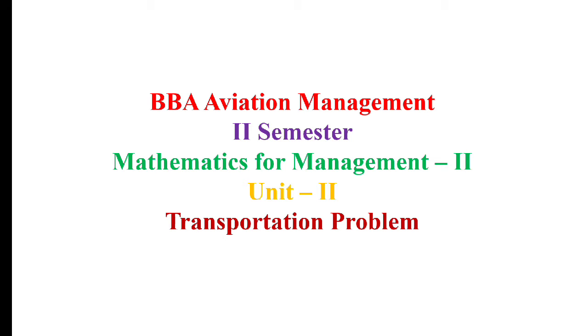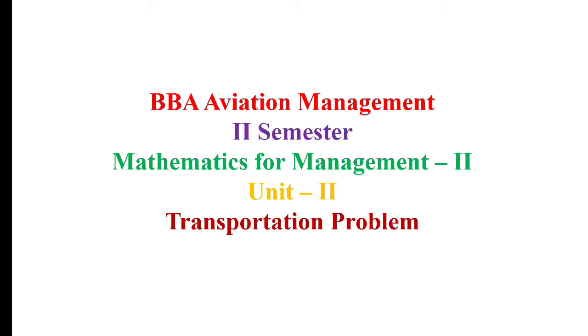Now I am going to explain BBA Aviation Management, second semester, Mathematics for Management 2, Unit number 2, Transportation Problem, Part 2. In this unit, we already studied in previous videos the transportation problem, basic feasible solution, northwest corner method, and least cost method. Now I am going to explain Vogel's approximation method.